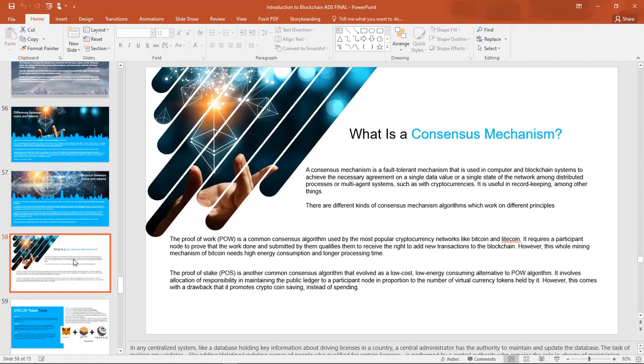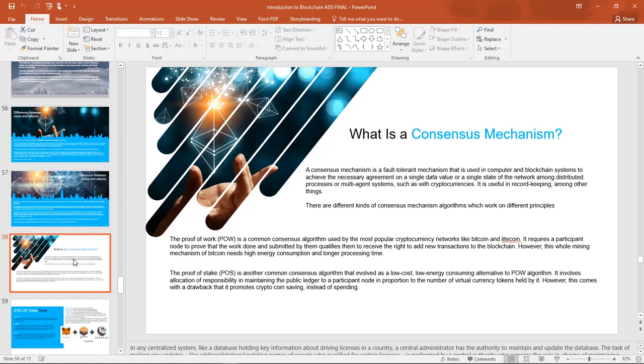So when it comes to cryptocurrency, we normally use algorithms and cryptography as part of the consensus mechanism to actually perform the consensus. So there are different types of consensus protocols, and the most popular ones are proof of work and proof of stake.